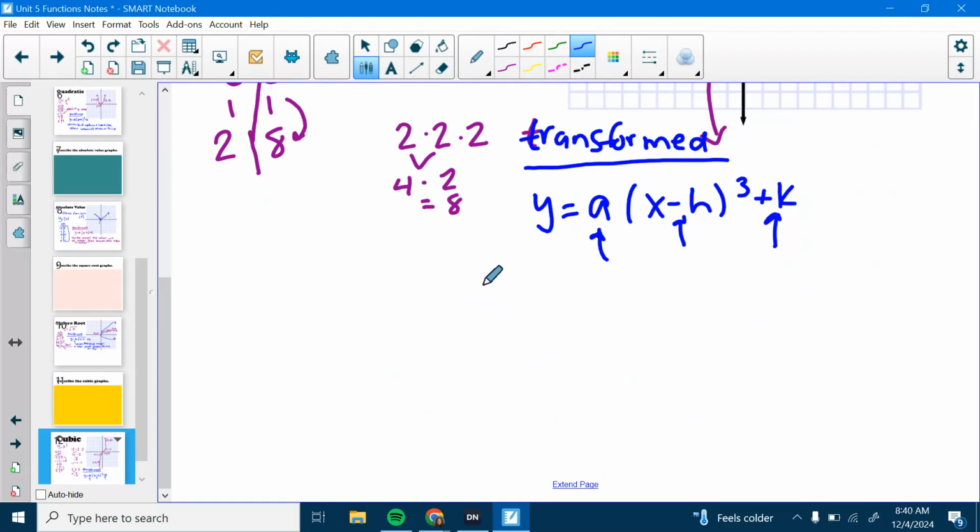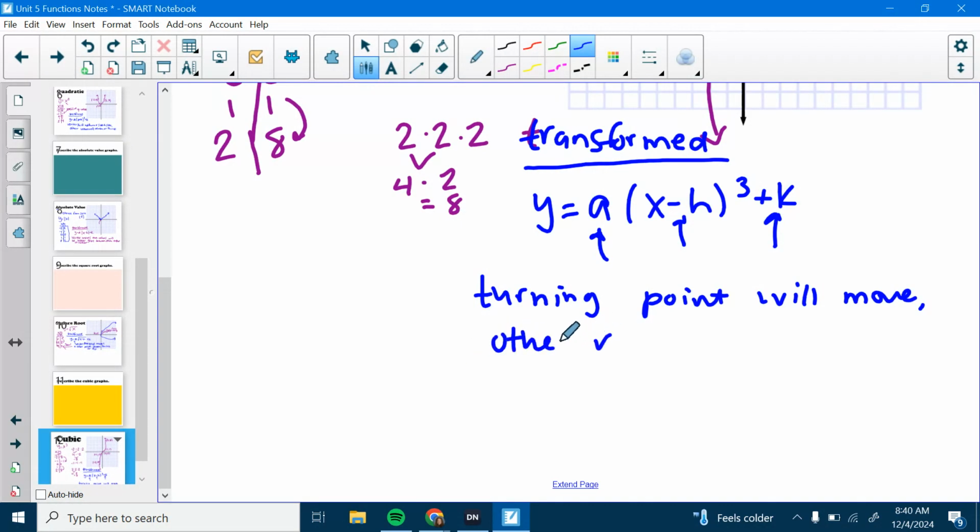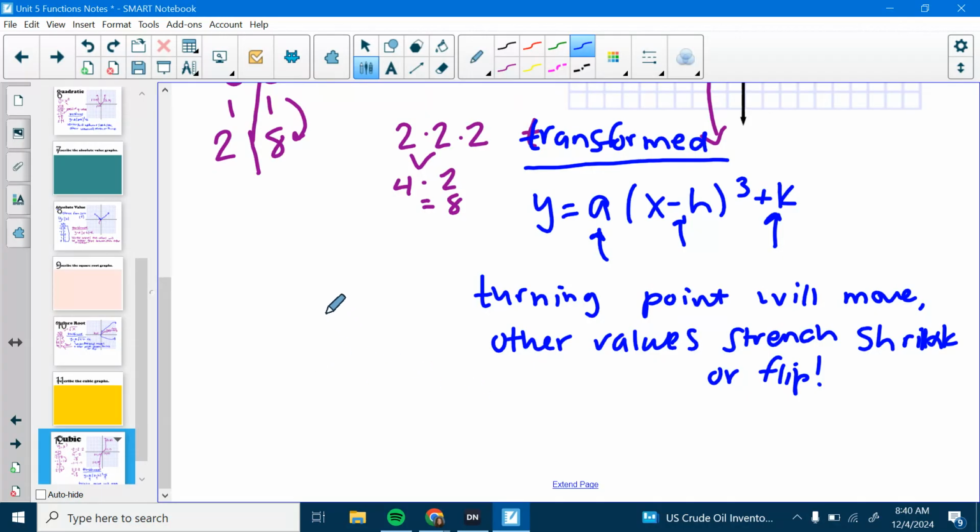But we know that the turning point will move, and the other values stretch, shrink, or flip. Okay, so that we can have graphs that are upside down, okay, that we can have graphs that look way more flat, or that look way skinnier, okay? So lots of different changes that we can make.